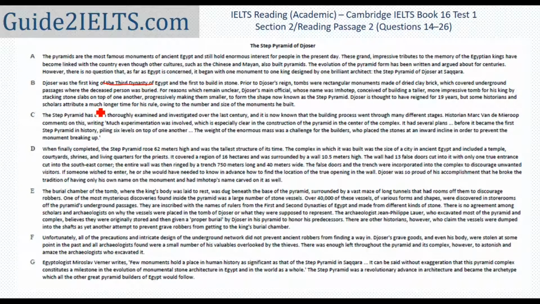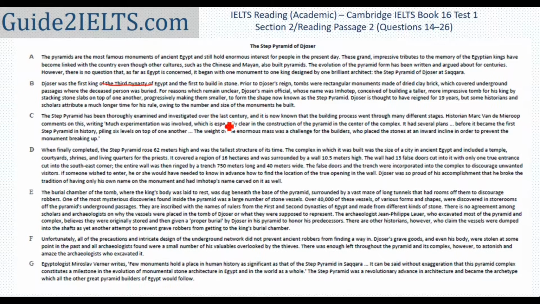Paragraph C now. The step pyramid has been thoroughly examined and investigated over the last century. So paragraph A was about pyramids in general. Paragraph B is about Djoser, the king who got this pyramid built. And paragraph C is now talking about the pyramid. Ending of this paragraph: The weight of the enormous mass was a challenge for the builders who placed the stones at an inward incline. I'm assuming this paragraph is about how the pyramid was constructed and the challenges faced during that.